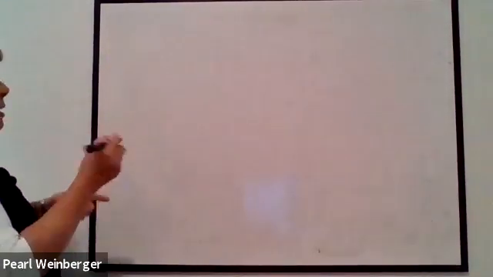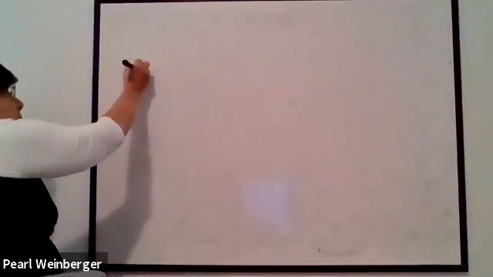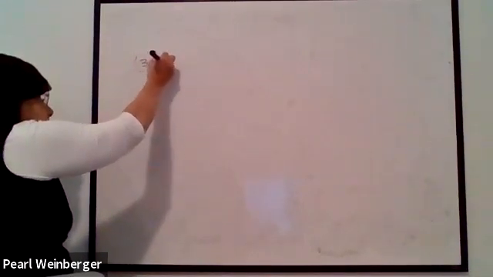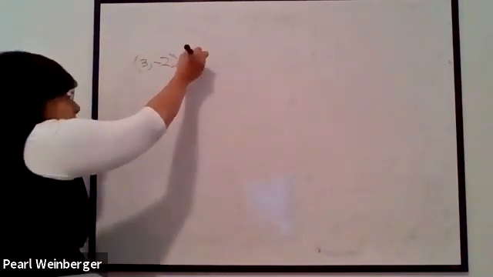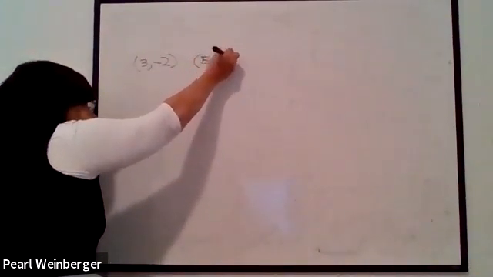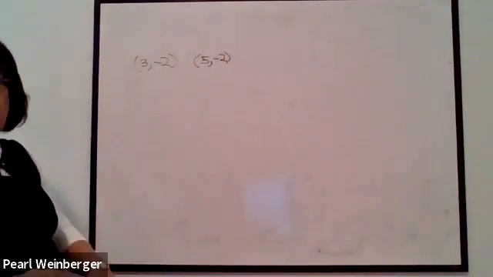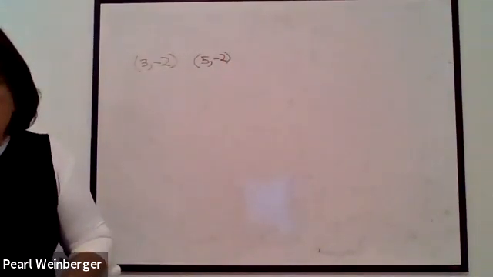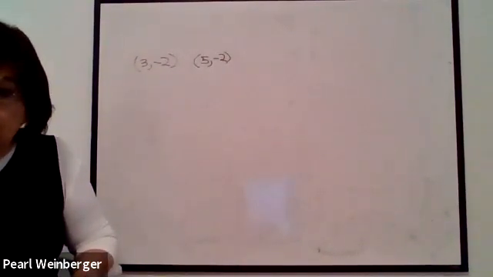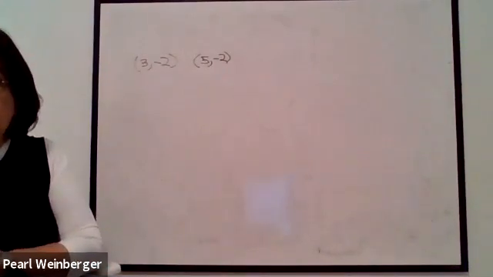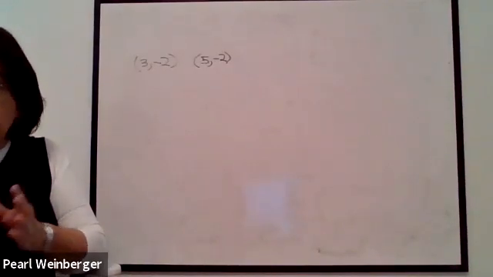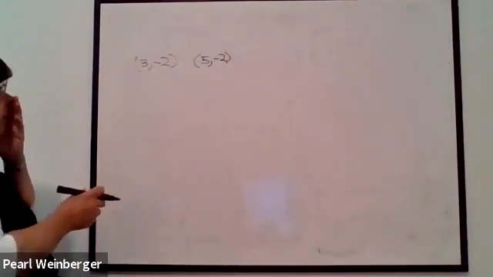What if I had a line with these two points? Suppose one point is the point 0, -2, and another point on the line is the point 5, -2. Okay. Let's figure out the slope of this line. Let's look at what this line looks like by graphing it, because this is what's called one of the special types of lines. There are two special lines that we want to talk about right now.